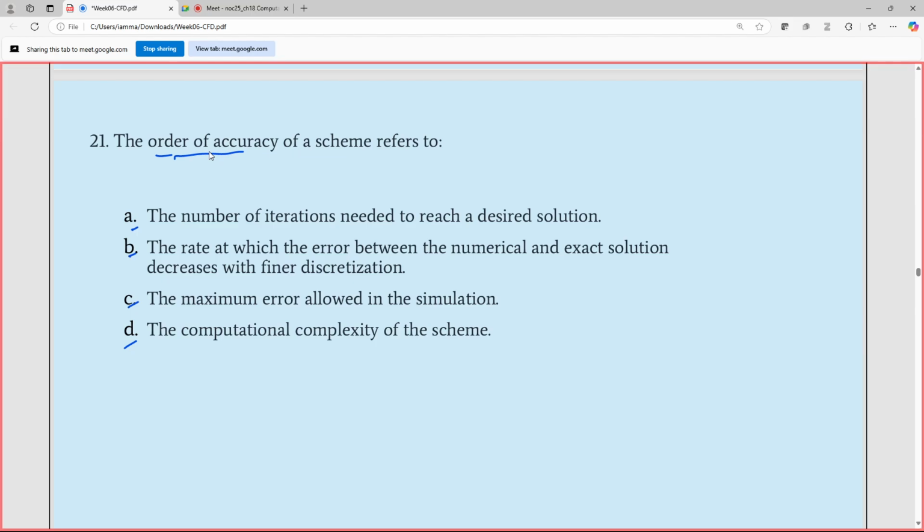So, which among the following best suits for the term order of accuracy of a numerical scheme. Option A, number of iterations needed to reach a desired solution. Option B, the rate at which the error between numerical and exact solution decreases with finer discretization. Option C, maximum error allowed in a simulation. Option D, computational complexity of the scheme. We can try to answer the question.